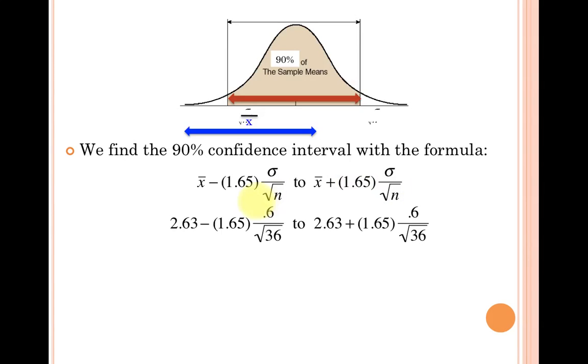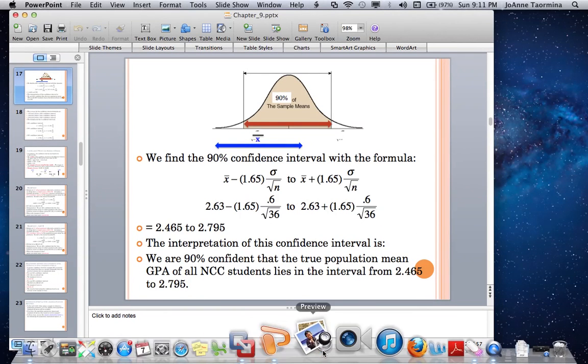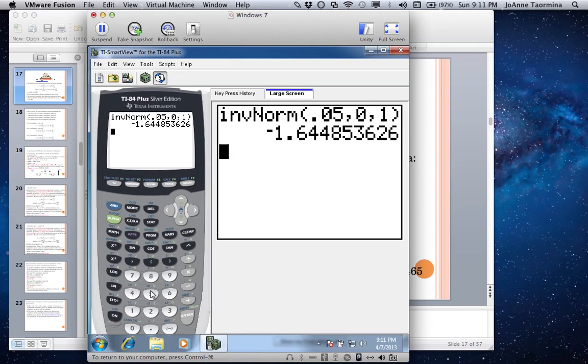Now in our problem, X bar is 2.63. The standard deviation is 0.6. The size of the sample is 36. So we have 2.63 minus 1.65 times 0.6 divided by the square root of 36 to 2.63 plus 1.65 times 0.6 divided by the square root of 36. So I'll show you how to do this on the calculator, but it should come out to 2.465 to 2.795.